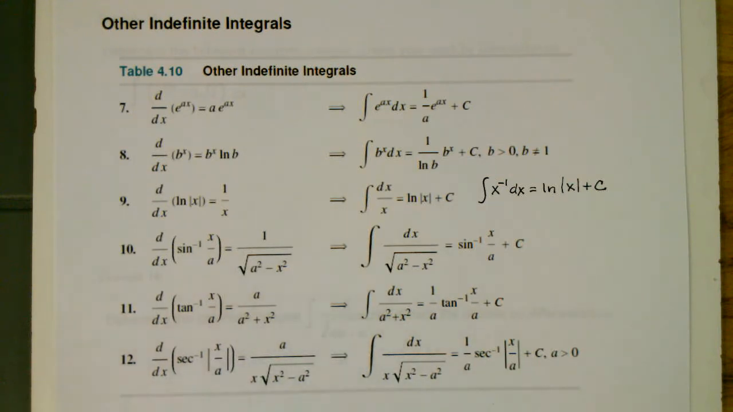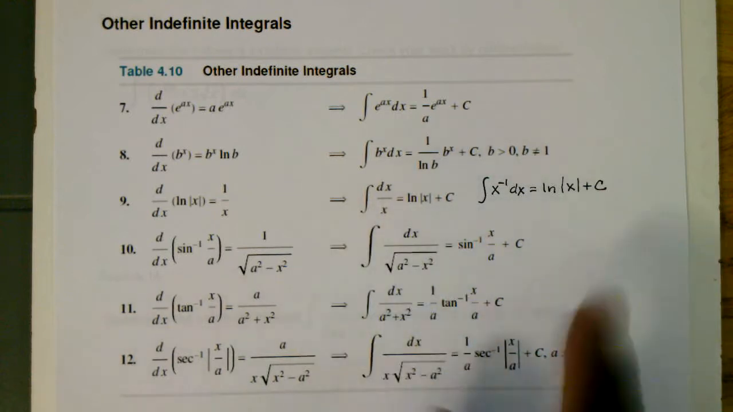And then finally, for the inverse secant of the absolute value of x over a, its derivative will be a divided by x times the square root of x squared minus a squared. If we took the integral of dx over x times the square root of x squared minus a squared, I would get 1 over a times the inverse secant of x over a plus c. And that's where a is greater than 0. a has to be positive.